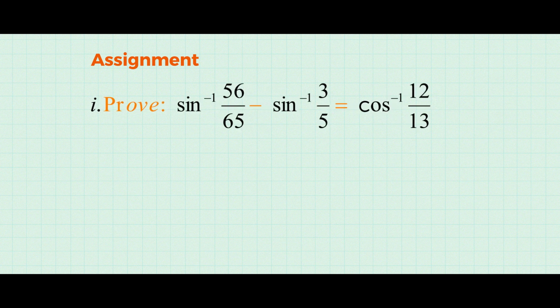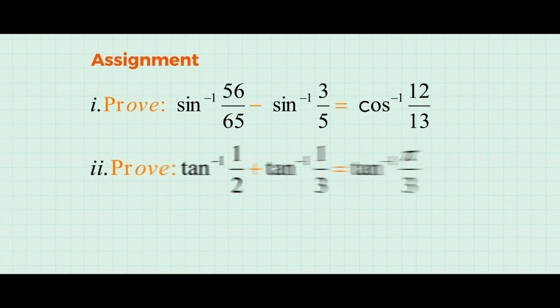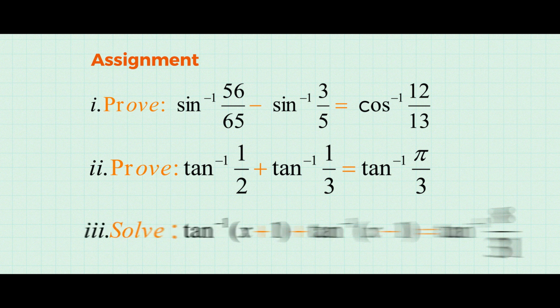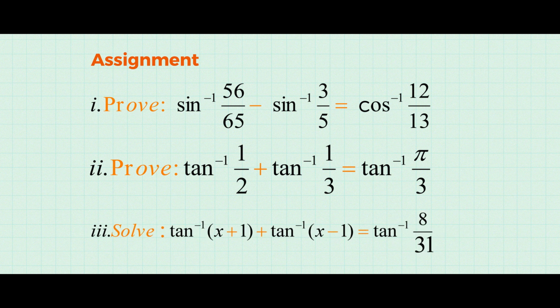First question is, prove that sine inverse of 56 divided by 65 minus sine inverse of 3 over 5 is equal to cos inverse of 12 over 13. Second question, prove that tan inverse of half plus tan inverse of 1 over 3 equal to tan inverse of pi over 3. And the last question for you, solve tan inverse of x plus 1 plus tan inverse of x minus 1 equal to tan inverse of 8 over 31.